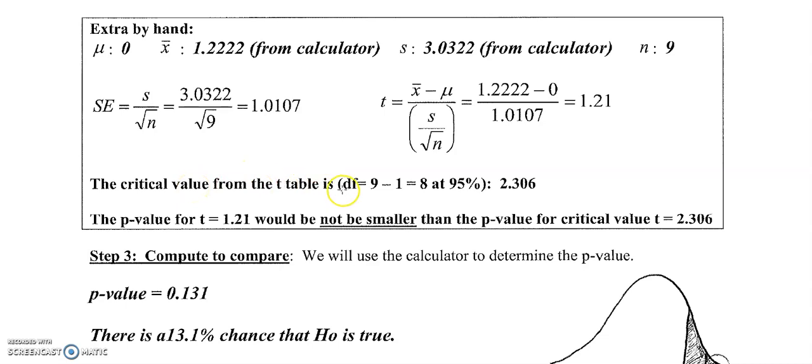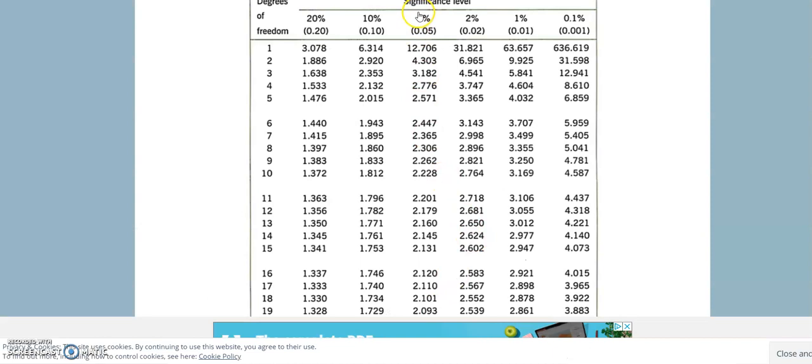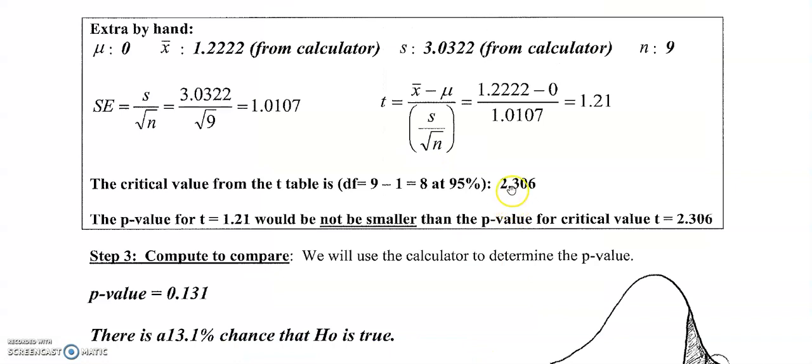Remember, we get our degrees of freedom from our sample size minus 1, so n minus 1 is 8, and then we're looking at 95. So in one example of a t table, we go to 5%, our degrees of freedom is 8, and 2.306 is what we get from here. So we use 2.306. So again, if we can imagine in our head, 1.21 would be 1.21 to the right because it's positive. 2.306 would be our critical value.